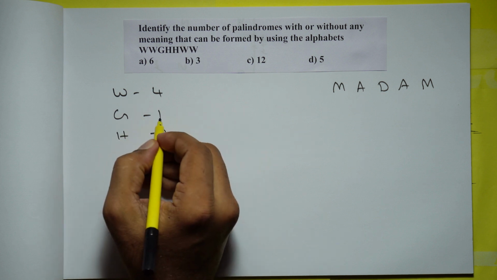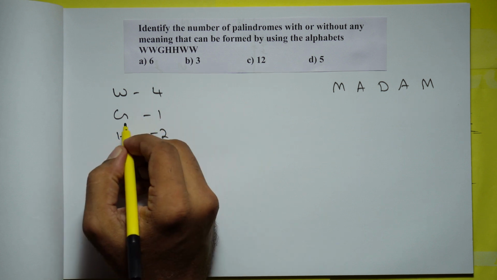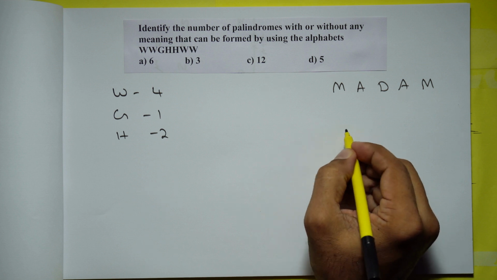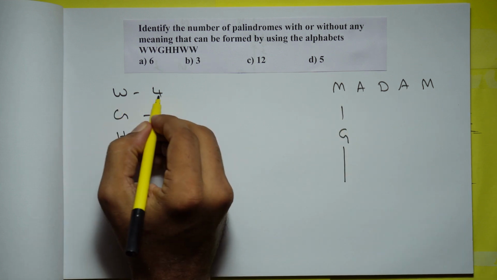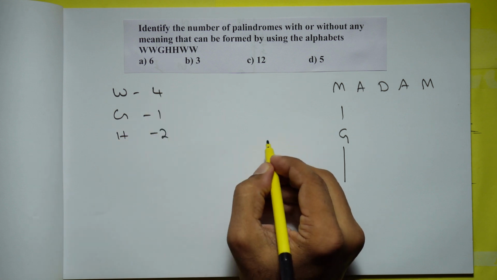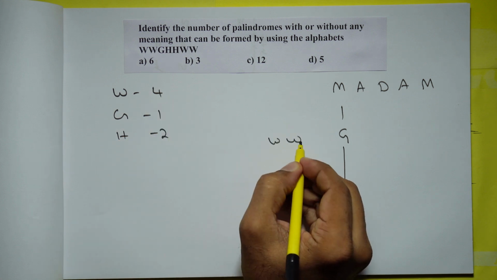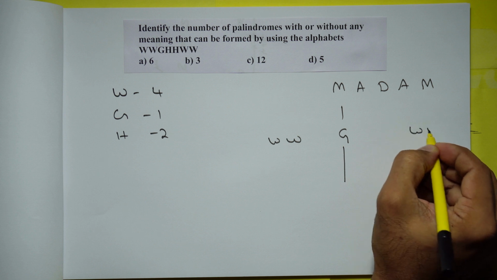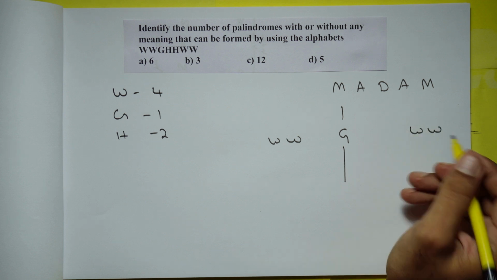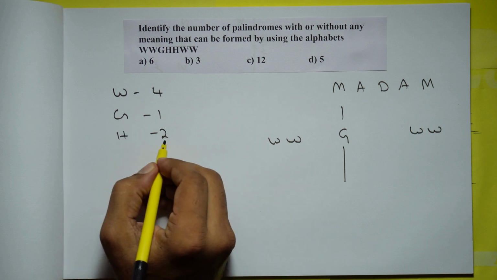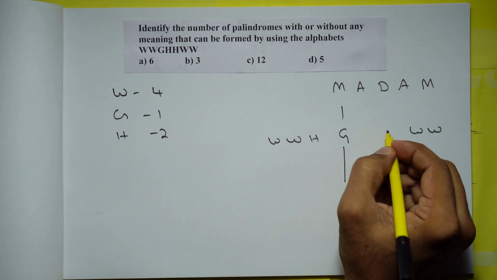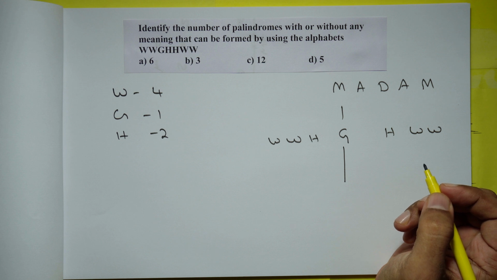Now, only one G is there. That is, you have an odd number of G's. So, G should be at the middle. Now, 4 W's are there. So, 2 W's should be on this side of G and 2 W's should be on the other side. That is the only way in which you can form a palindrome. 2 H's are there. So, 1 H has to be here and 1 H has to be here.